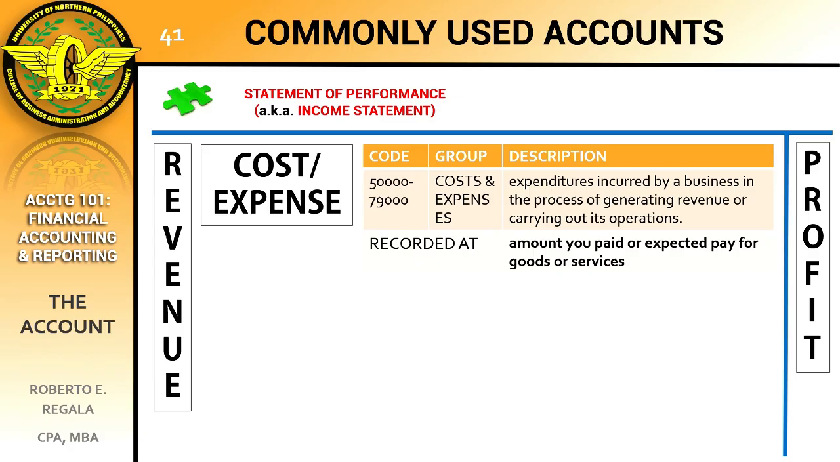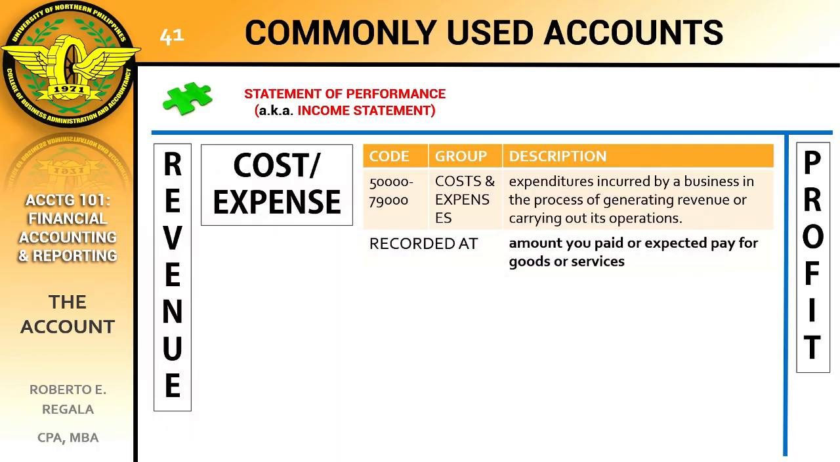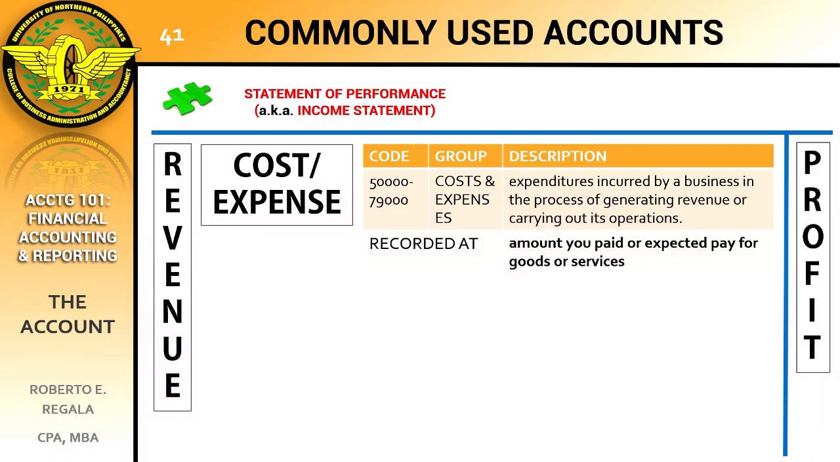Costs generally refer to the direct expenses related to the production of goods or services, such as raw materials, labor, and manufacturing costs. These are essential for producing the company's products or services. This includes the direct costs, also known as the cost of goods sold (COGS), which are the expenses directly related to making a product. For example, the cost of ingredients when you bake a cake is a direct cost.